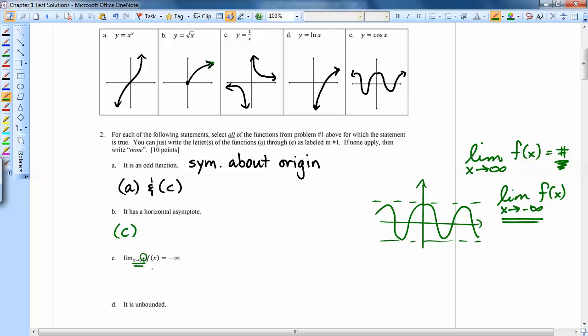Okay, so that's B. C says, what's the limit as x goes to 0 from the right side of the function f of x? When I say that, I'm saying we're looking at what happens to a function as I come this direction towards 0 from the right side of 0. And this says that it equals -infinity, so wherever I'm coming from, I'm going to have to shoot down towards -infinity somehow. So there's only one graph that does that, and that's D.